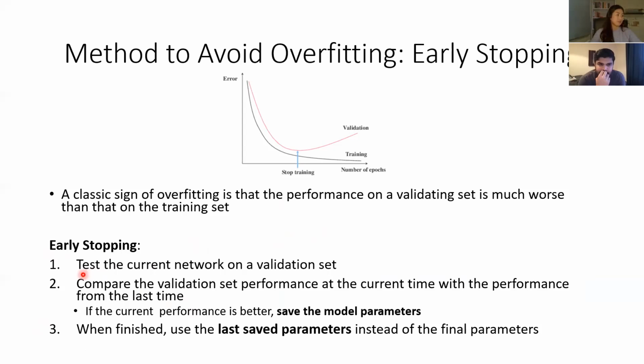We test the current network on the validation set. We know this part: we train the model with the training data set, but after the training we also calculate the performance with the validation data set, so we know the error rate. Then we compare the validation set performance, this red curve, at the current time with the performance from the last time.